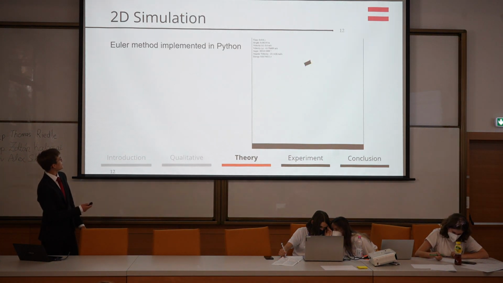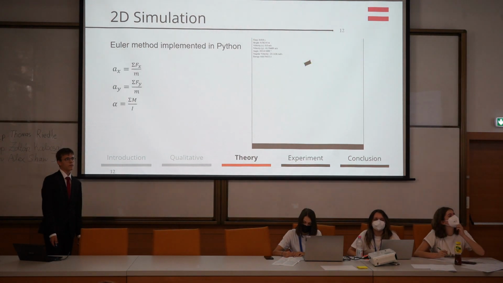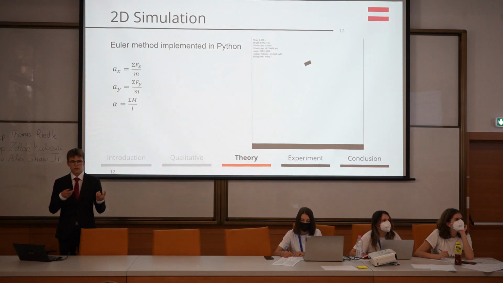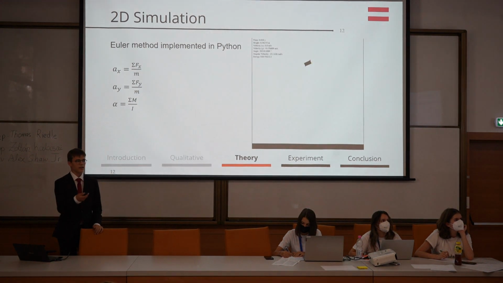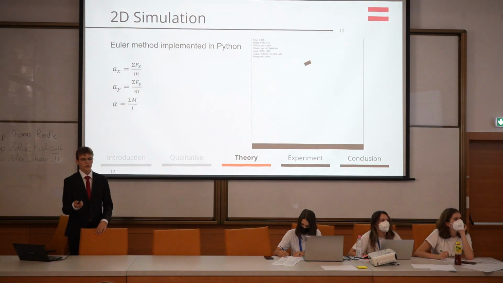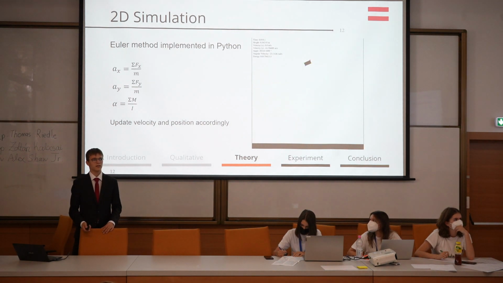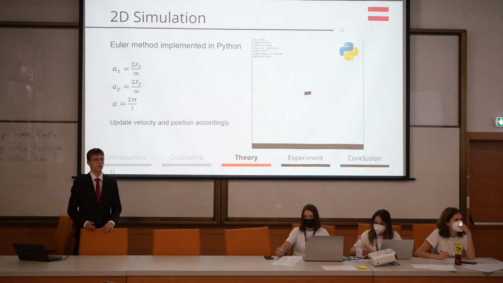Here you can see the 2D simulation in action. So we implemented the Euler method in Python, and then with these basic principles, like acceleration x, acceleration y, and angular acceleration, we could calculate all the parameters, and we updated the position and velocity accordingly. And here you can see how the simulation really works.